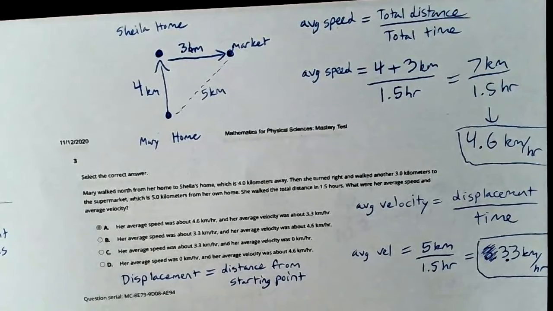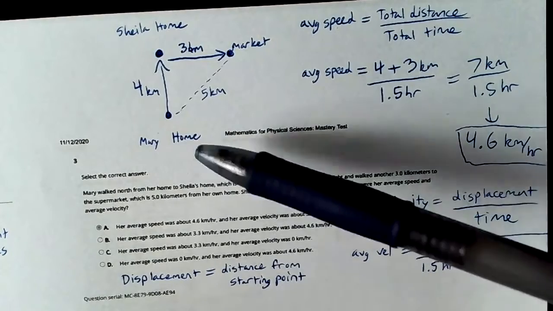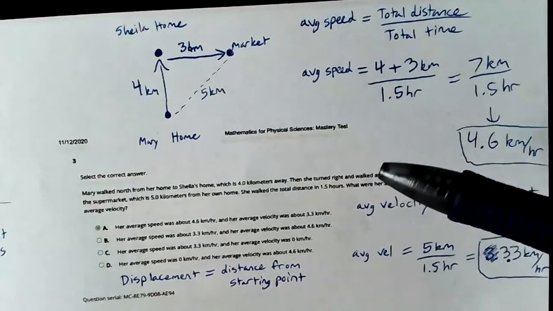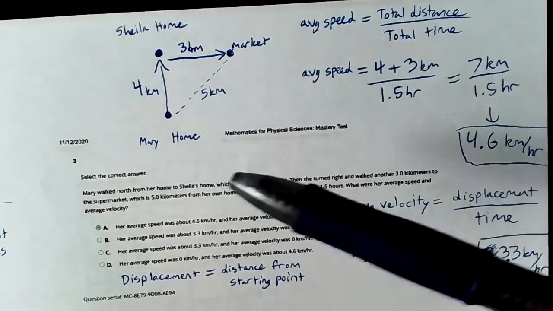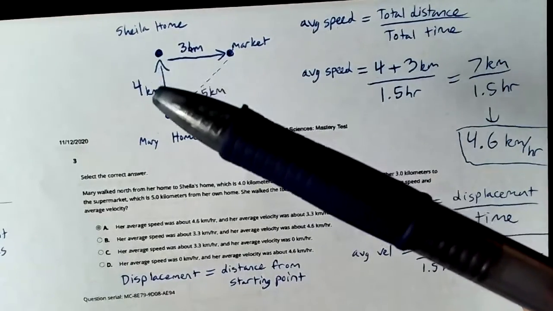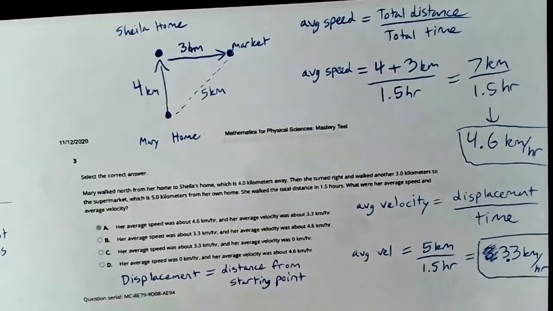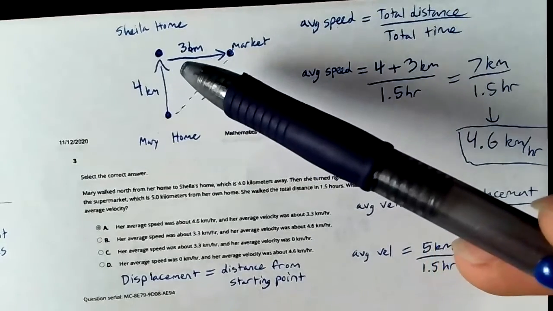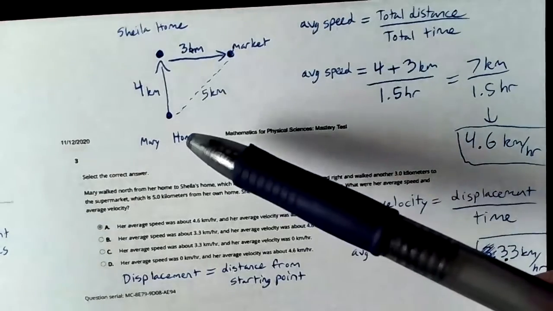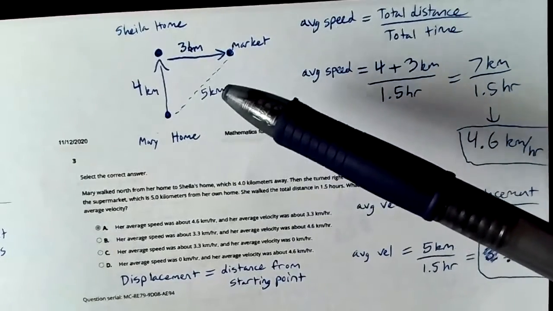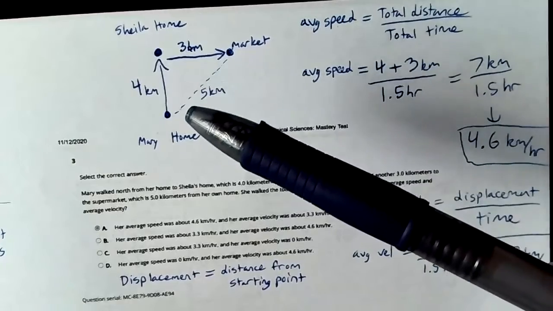So we have a question. Mary walked north from her home to Sheila's home, which is 4 kilometers away. So I drew it out: 4 kilometers north is Sheila's home. Then she turned right and walked another 3 kilometers to the supermarket. So I drew that out too: 3 kilometers, market. And that is 5 kilometers away from Mary's home. So I drew that out in this dotted line.